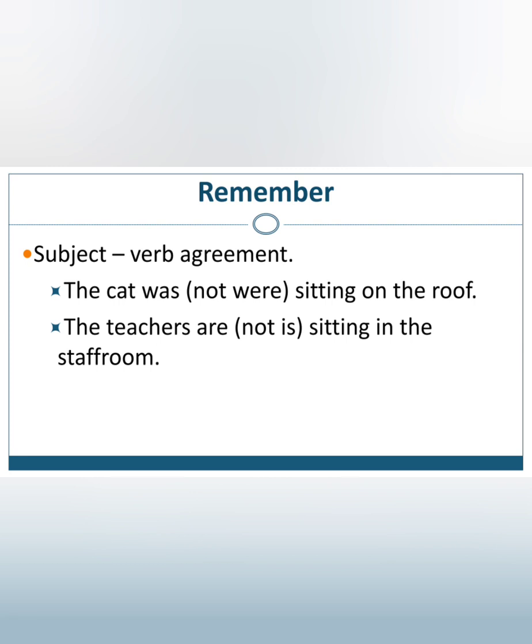For example, the cat was sitting on the roof is a correct sentence. The cat were sitting is wrong. The teachers are sitting in the staff room is a correct sentence. The teachers is sitting is a wrong sentence.